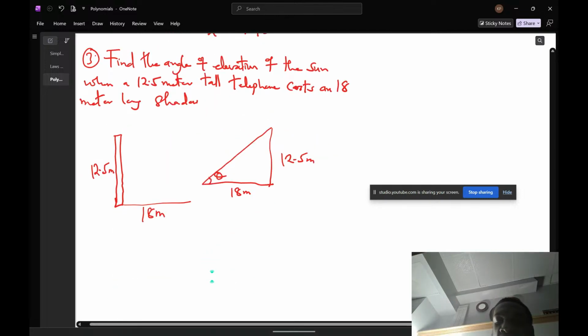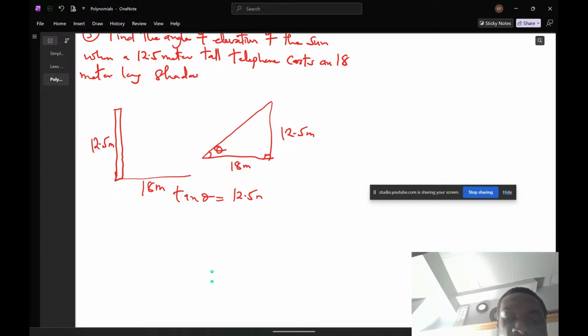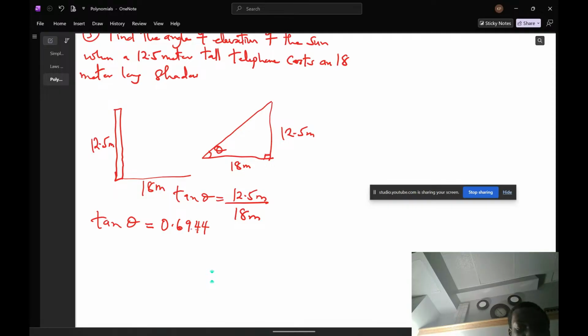If we have to find theta, we know that we are given the opposite and the hypotenuse. No, we're not given the hypotenuse in this case. We're given the opposite and the adjacent. So we can say that tan theta is equal to 12.5 meters divided by 18 meters. Now let's do 12.5 divided by 18. That will be equal to 0.6944. So theta is equal to arctan 0.6944.